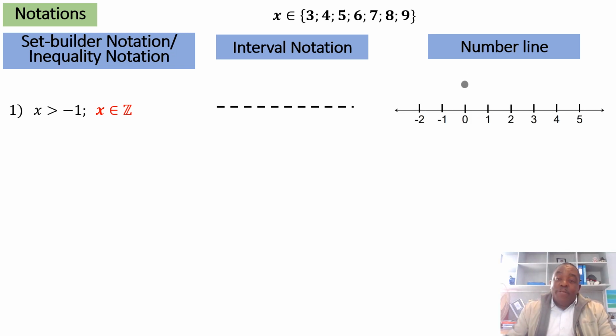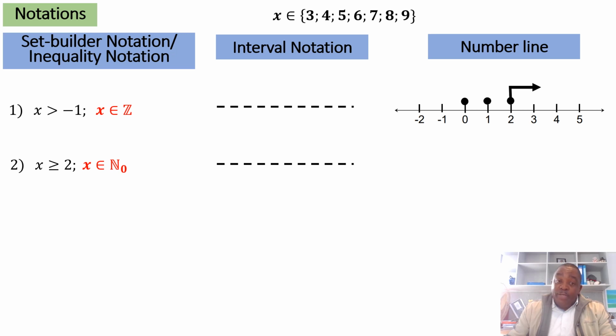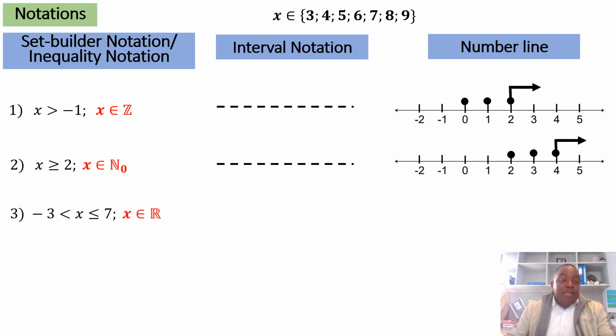But on the number line, you've already seen this, we represent our integers with ease. The second example is natural numbers. Similarly, no interval notation there, but on the number line we can represent them. Those are numbers greater than or equal to 2 that you're representing, they go all the way up to infinity.